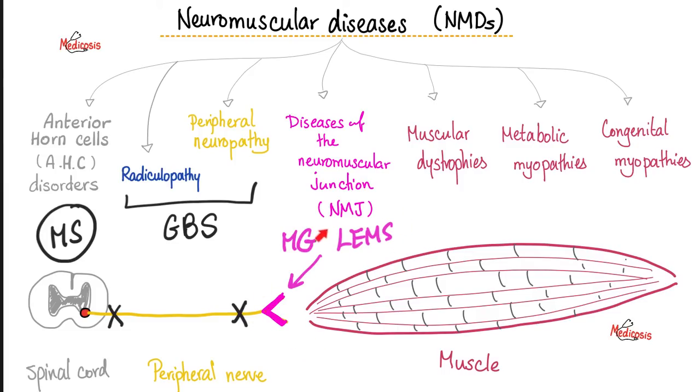The difference is that Lambert-Eaton Myasthenic Syndrome affects the presynaptic neuron, whereas Myasthenia Gravis affects the postsynaptic skeletal muscle. Lambert-Eaton does not have to be skeletal muscles only. It could be the nerves that supply anything. But Myasthenia Gravis only affects skeletal muscles.